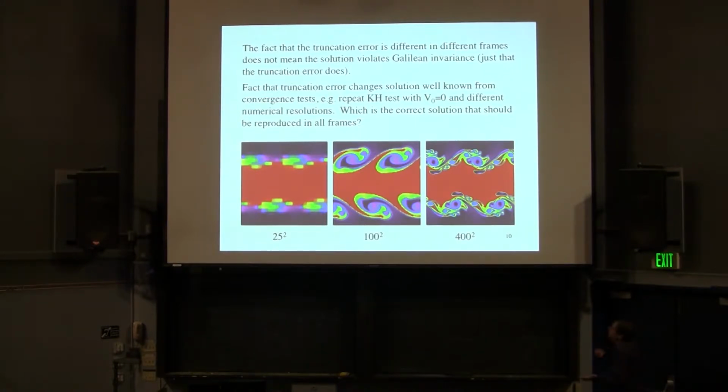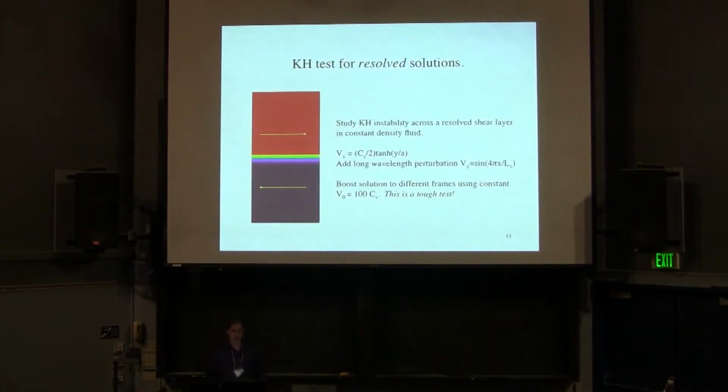We all know that you have to run higher resolution and do convergence studies to know what the actual solution is. That's all I'm saying: if you have a rapidly moving flow, the truncation error could be important, and you might have to do a convergence study. In fact, if you just take the same test and change it a little bit, you can get rid of that slip surface.